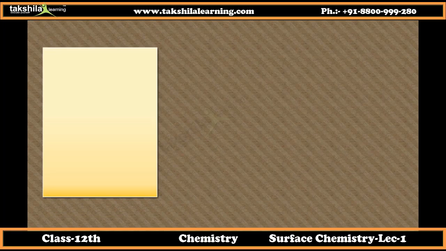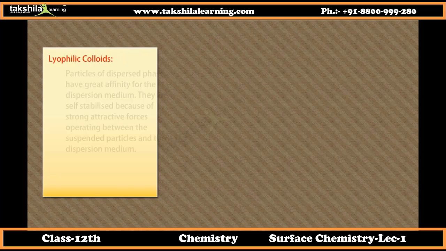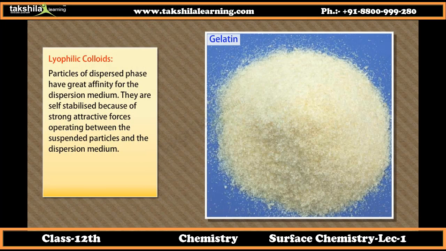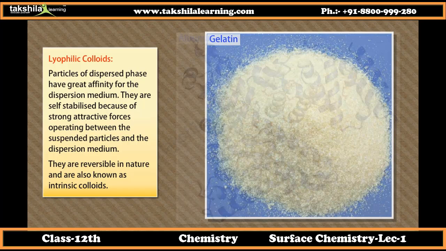Classification based on nature of interaction in colloids. On the basis of nature of interaction between dispersed phase and the dispersion medium, colloids are divided into two categories. Lyophilic colloids: particles of dispersed phase have great affinity for the dispersion medium. They are self-stabilized because of strong attractive forces operating between the suspended particles and the dispersion medium. They are reversible in nature. They are also known as intrinsic colloids. For example, gums, starch, gelatin, and albumin.